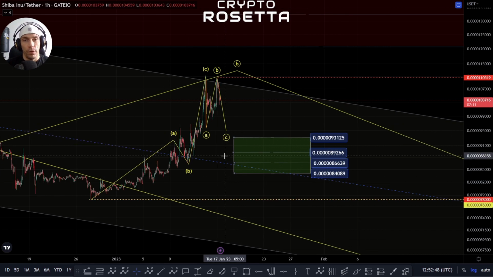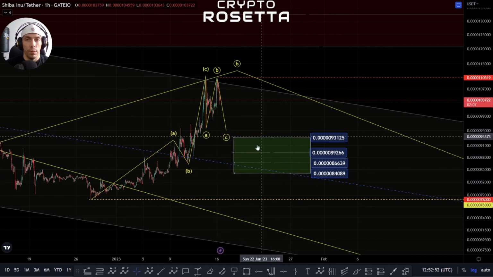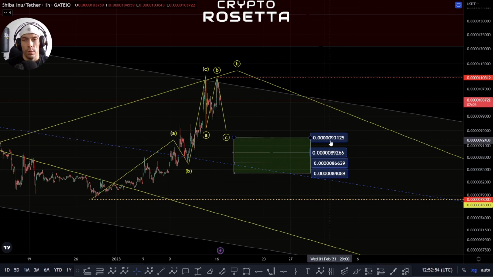So this is the bearish potential. We could have this as an A. We could be looking to form some more structure down to the bottom here. This would be the support zone I'd be looking for, this 93125 to this 84089, if we're looking to form a deeper B wave here.